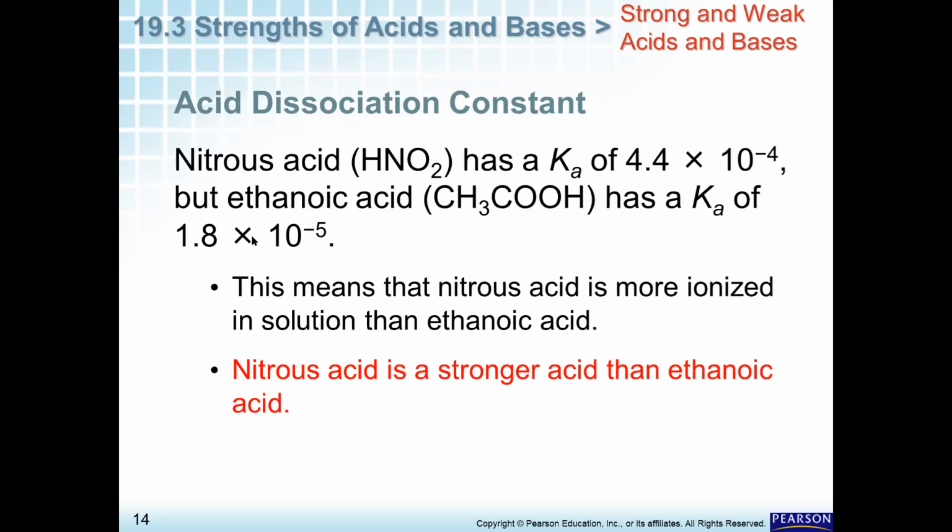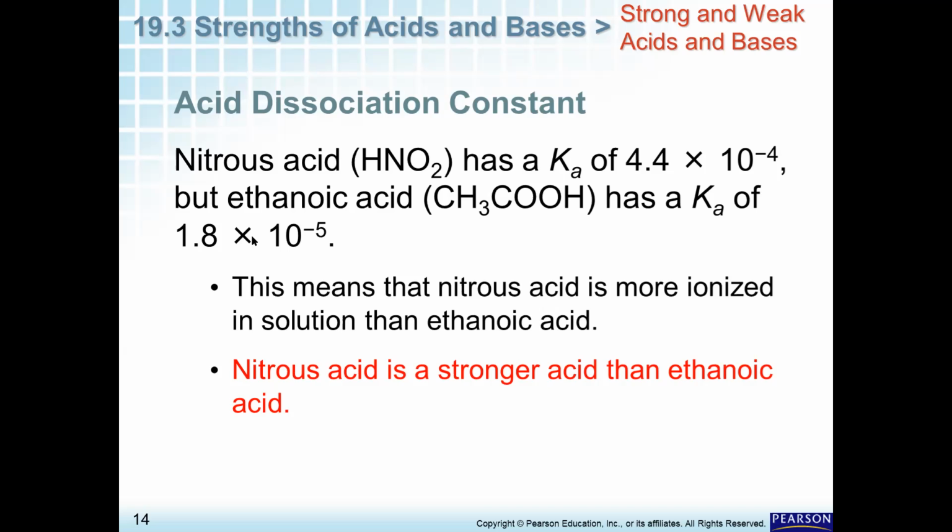This means that nitrous acid is more ionized in solution than ethanoic acid. In other words, nitrous acid is a stronger acid than ethanoic acid, although both of them are weak. If we compare these two to hydrochloric acid or nitric acid, they are considered as weak acids. But among each other, the nitrous acid is stronger.